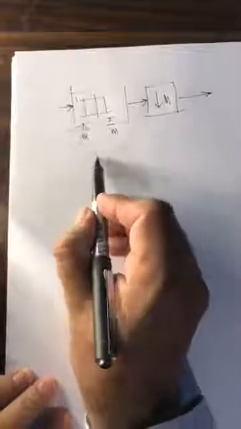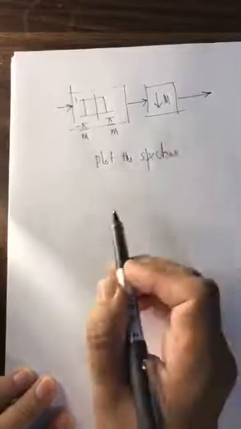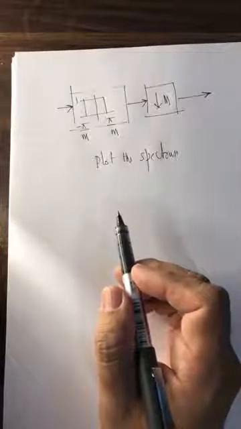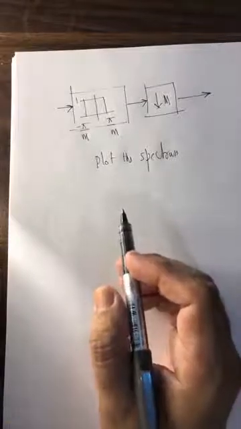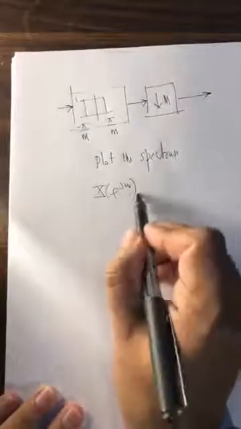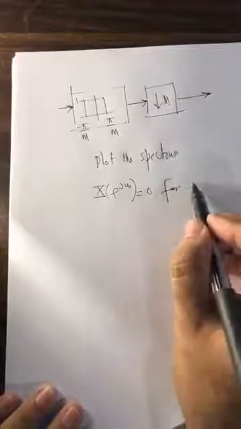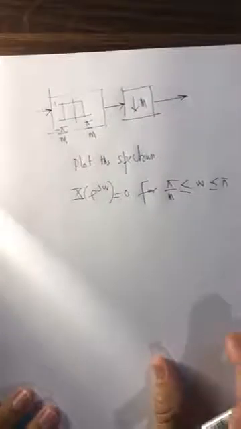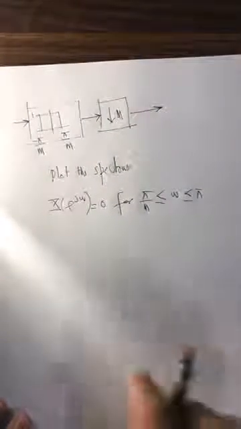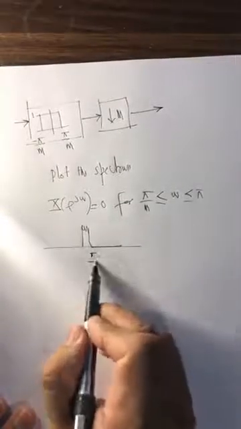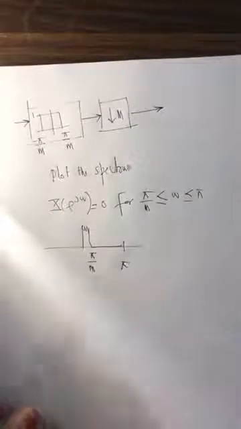First you observe, plot the spectrum, and if you find that there is nothing beyond pi over M, that is, the spectrum X(e^{jω}) is 0 for ω greater than pi over M, then you can simply throw away samples. This is the relationship which says: look at your spectrum, and if it is only up to pi over M, you can simply throw away samples.